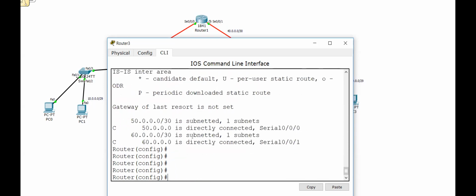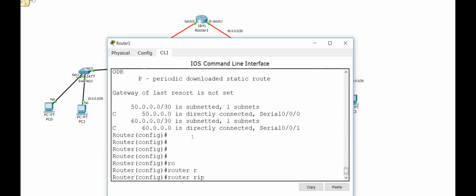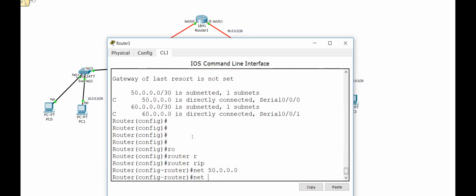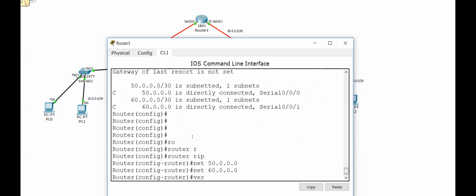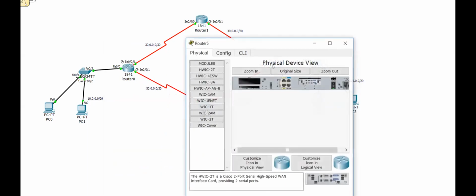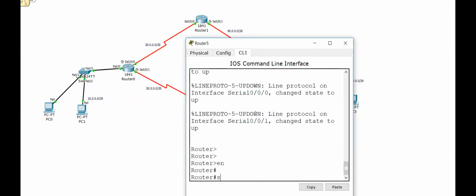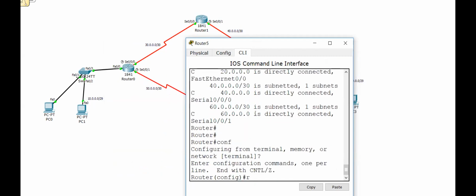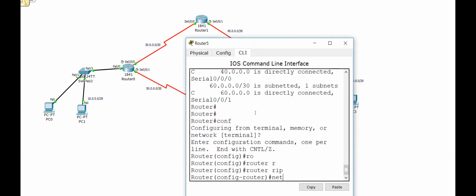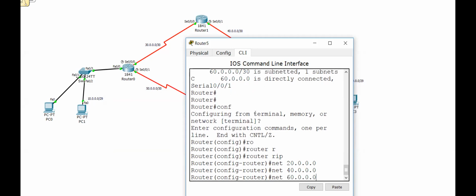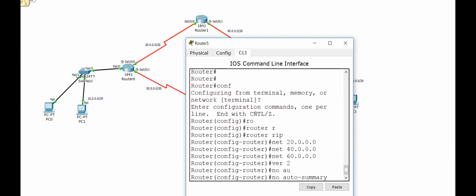Okay, so see that router rip, network 50.0.0.0, network 60.0.0.0, version 2, no auto summary. And at last, the router same as before: 20, 40, and 60. Router rip, 20, 40, and 60. So it is a very easy protocol to configure.